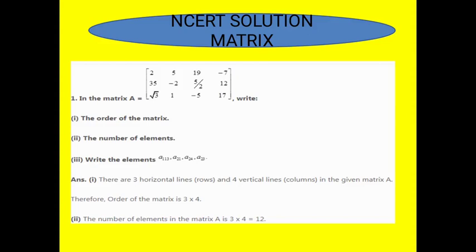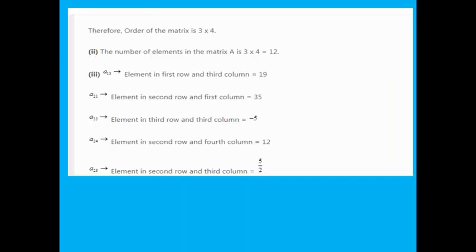And next they are asking about A26. What is A26 here? A26 is A24. A24 is, that is second row, fourth column, that is 12. Now you can see the solution of this. The matrix element first row, third column, that is A13 is 19, A23 is 35. I told you just now, A23 is minus 5, A24 is 12 and A23 is 5 by 2. So this is the solution of this question. How you can find out the element A13, A23, you can find out the value of all elements.